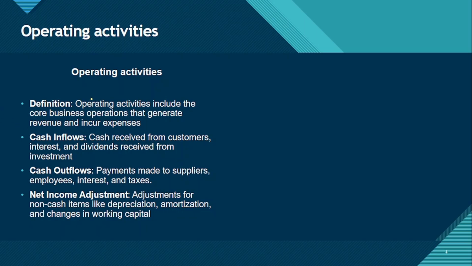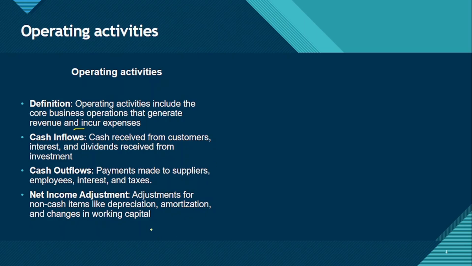The operating activities include the core business operations that generate revenue and incur expenses. For example, if you are a trader or a manufacturer, that is your core business activity. All cash inflow related to your core business activity comes under the operating activities. Here are some cash inflow examples: cash received from customers, interest, and cash dividends received from investments. There are some examples for cash outflow: payments made to suppliers, employees, interest and taxes. All these come under the operating activities cash outflow.